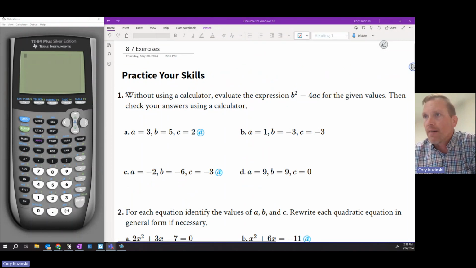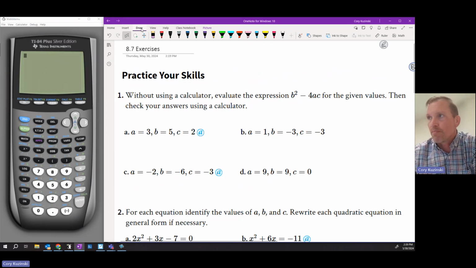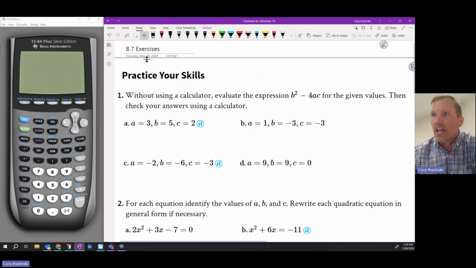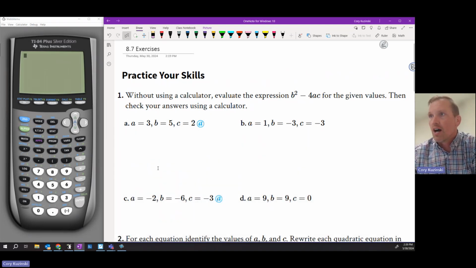Without using a calculator, evaluate the expression b squared minus 4ac for each of the given values, then check your answer using a calculator. Okay. B squared minus 4ac is an important one. It tells us a lot about a quadratic equation, so I think that's why they have us focusing on this. So let's do it here.